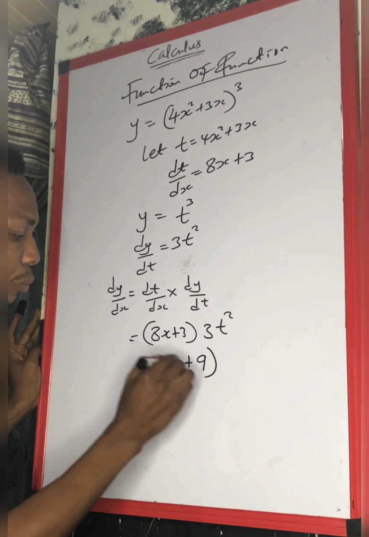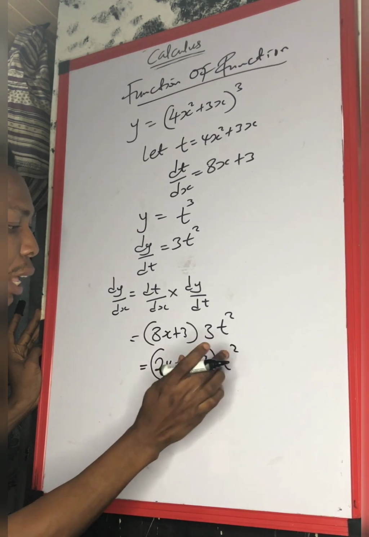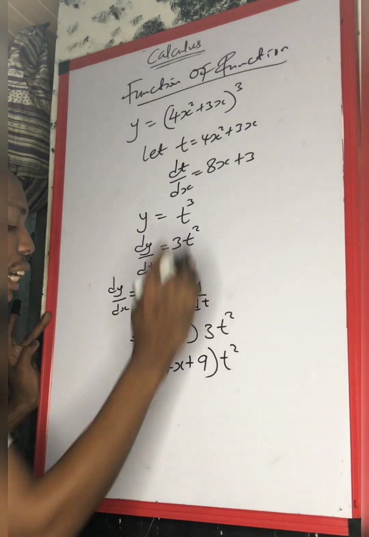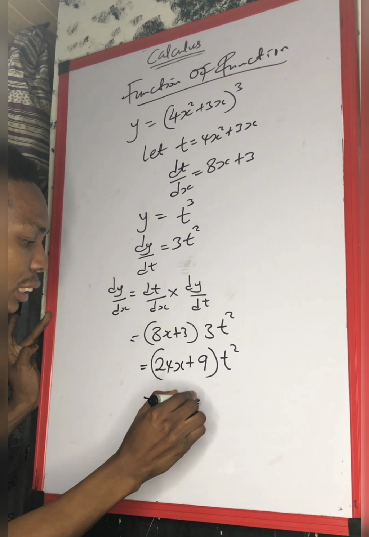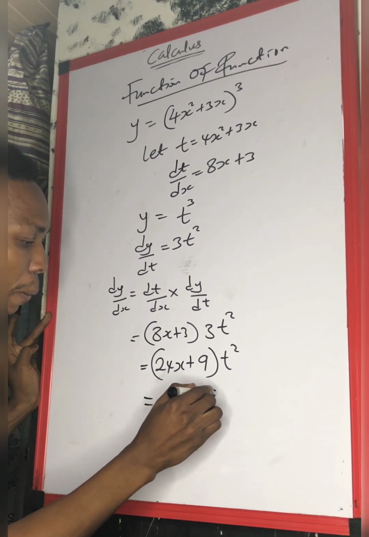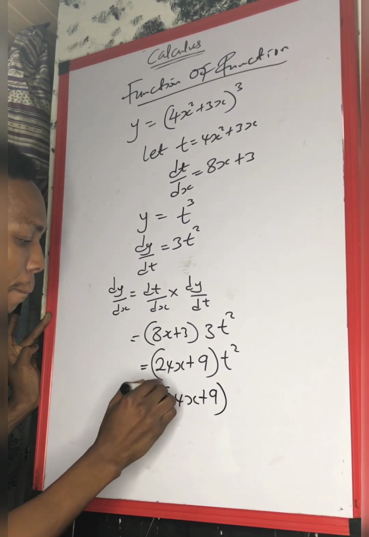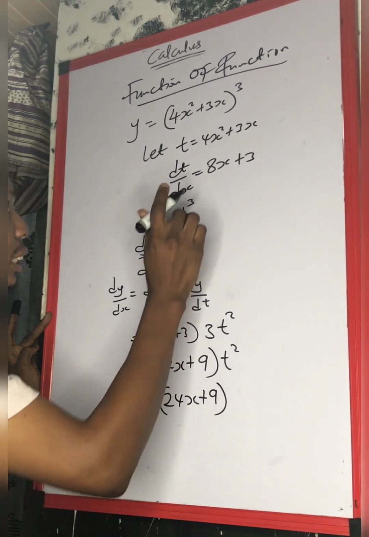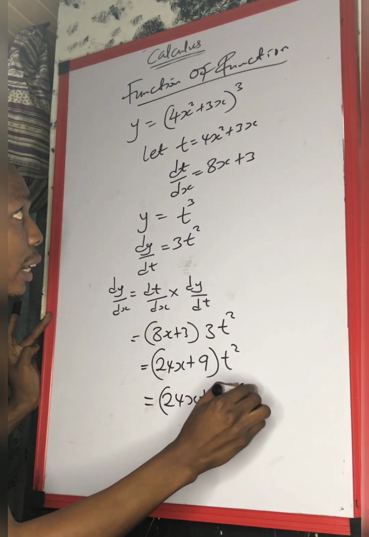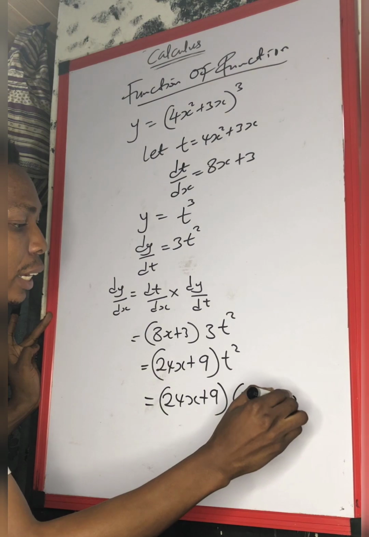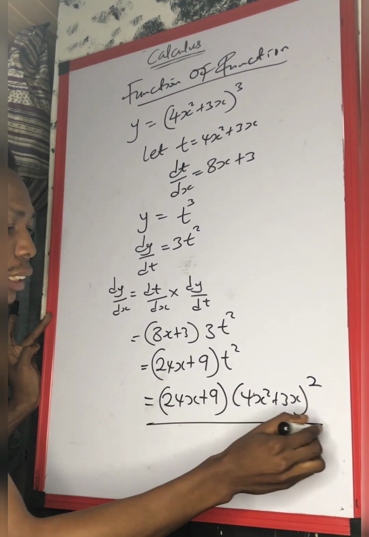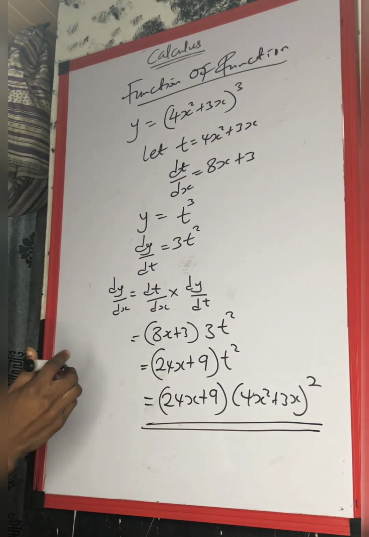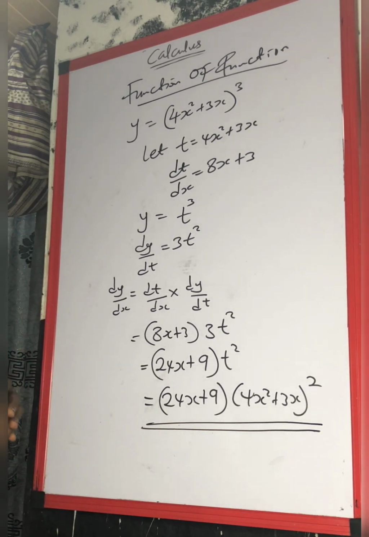Then t squared. And our t is everything here. So my final answer becomes (24x plus 9) times (4x squared plus 3x) raised to the power of 2. So that is my final answer.